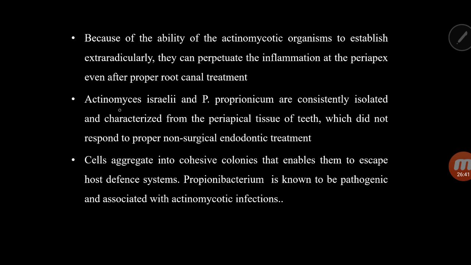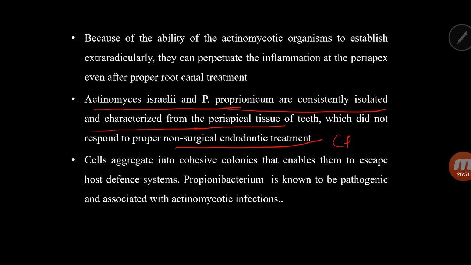Not much detail, but if these organisms are isolated from the root canal and they are present in the periapical region, the tooth may not respond to non-surgical treatment, meaning non-surgical root canal treatment. In such cases, it is better to go with a surgical procedure.